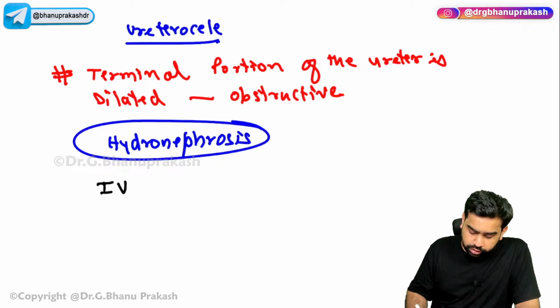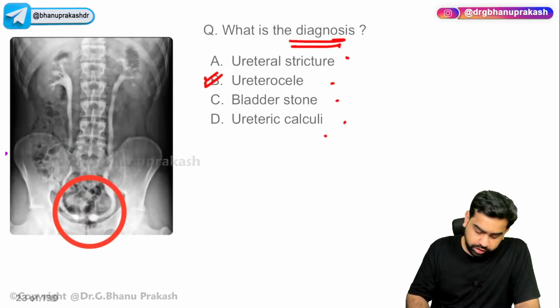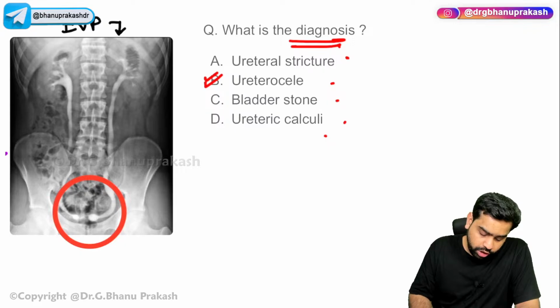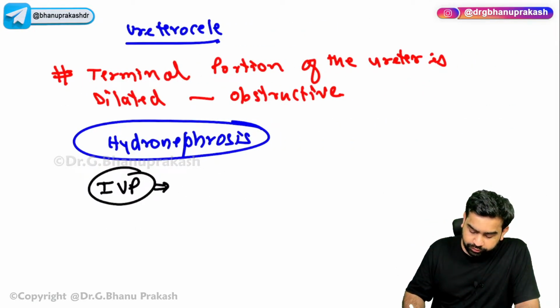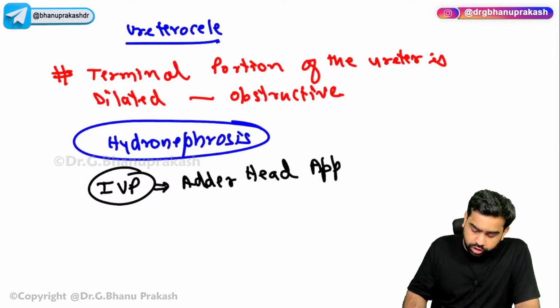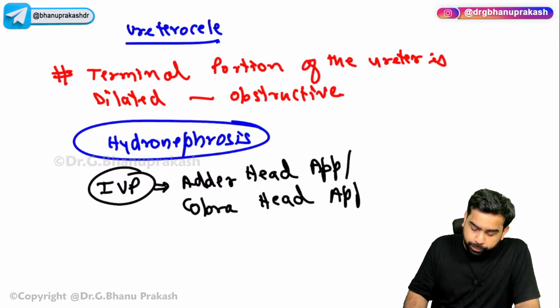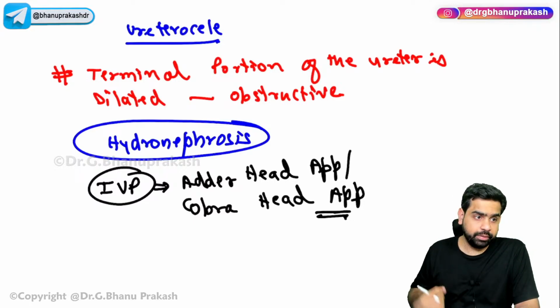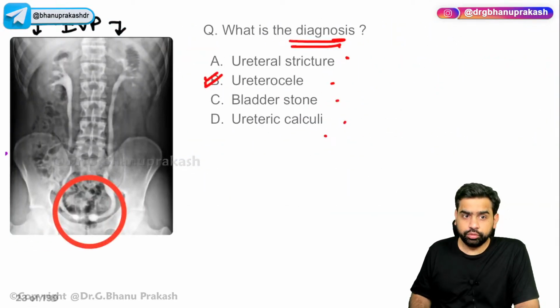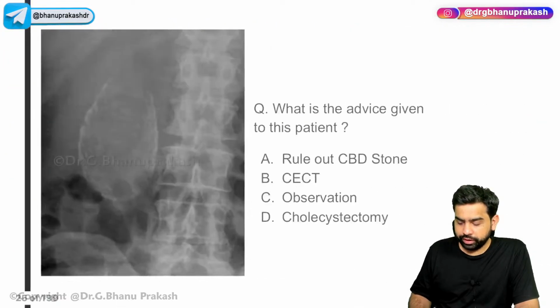And on the intravenous pyelogram, which has been shown to you over here, what is this? This is an IVP, intravenous pyelogram. On the intravenous pyelogram, the characteristic thing which you see in these patients is called an adder head appearance, or a cobra head appearance. This is what you find in the patients with ureterocele on the intravenous pyelogram. I hope you are able to understand this. These all are the important points about the ureterocele which you need to understand.